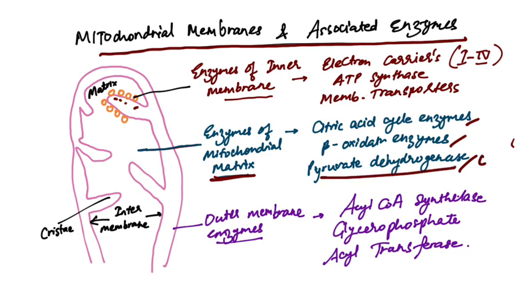This is very much asked. It is present in the mitochondrial matrix. Now enzymes present in the outer membrane are acyl coenzyme synthetase, glycerophosphatase and acyl transferase. These are present in the outer membrane.